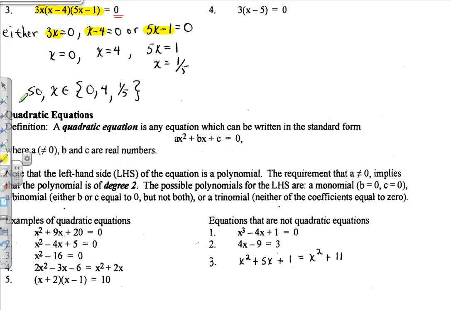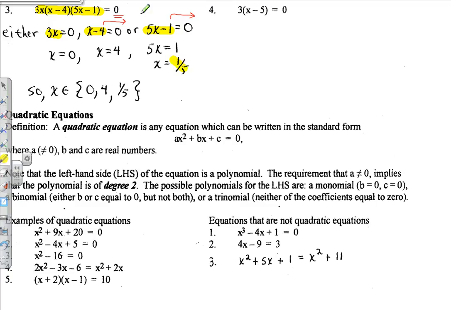So I solved the first one by dividing by 3. When I divide both sides by 3, I get x equals 0. The second one, in order to solve the second equation, all I do is add 4 to both sides, or in other words, move the 4 to the other side, and I get x equals 4. Now the last equation to solve this simple linear equation, I move the 1 over to the other side. I add 1 to both sides. That gives me 5x equals 1. Then I divide both sides by 5, and I get that x is equal to 1/5.